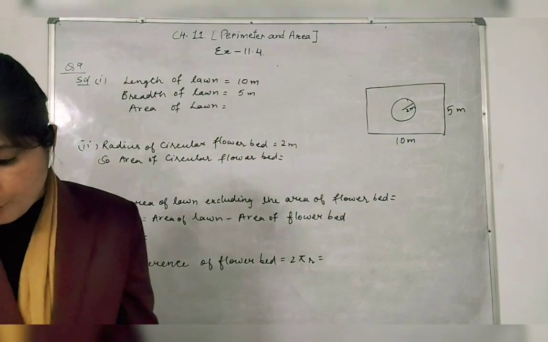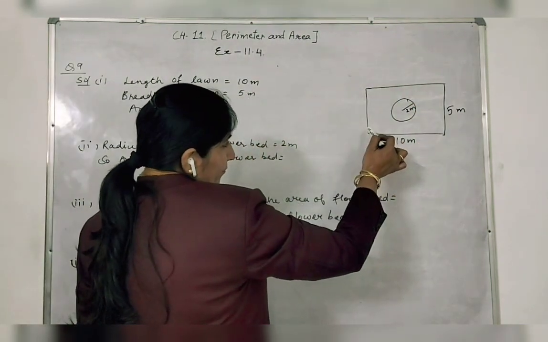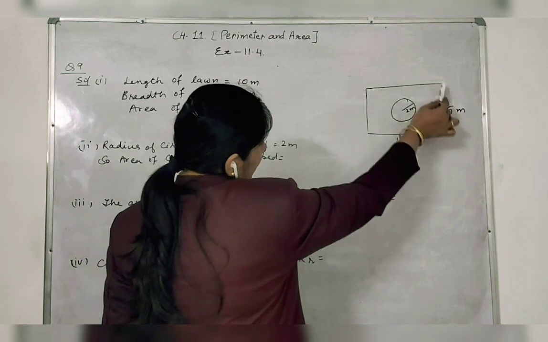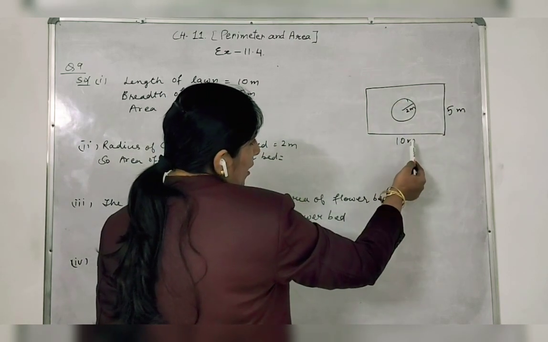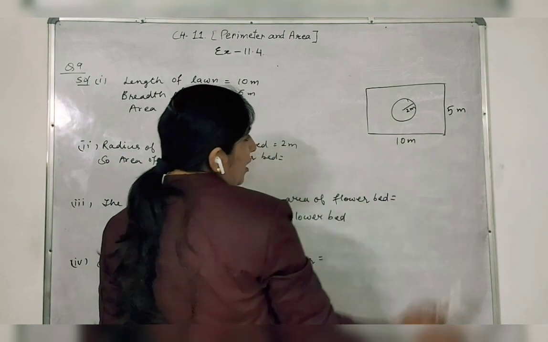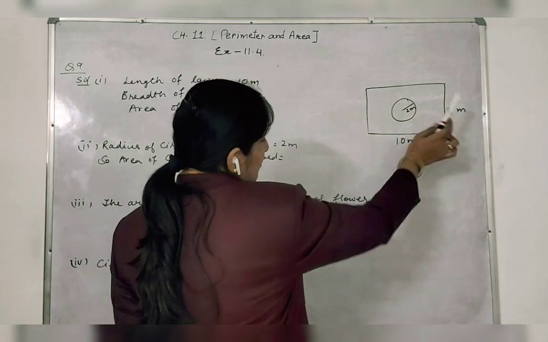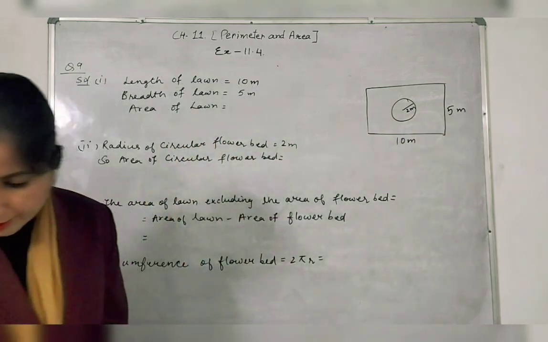First of all, the first point is that we need to calculate the area of the whole land. How can we calculate it? This is a rectangular lawn, so how can we calculate the area of the lawn? By using the formula for the area of a rectangle, that is length into breadth, 10 meter multiplied by 5 meter. In this way we can calculate.